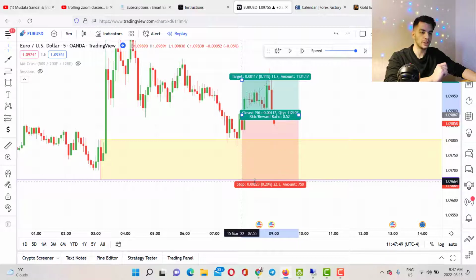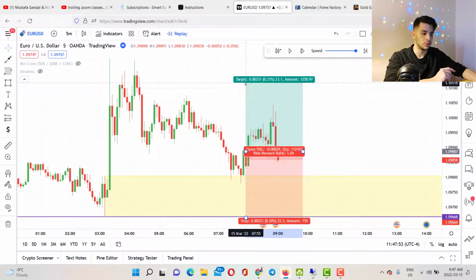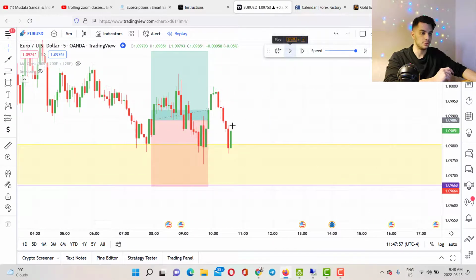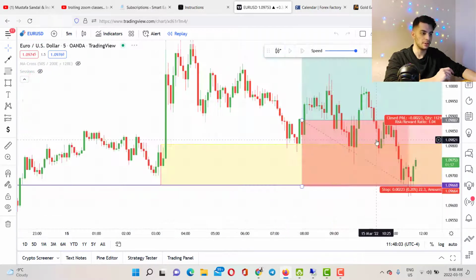So if you wanted to put it here, obviously this is not a good risk-reward ratio trade. You need to kind of put it right here. But let's see if it actually goes and taps into this level. That gives you a high probability order block. Let's see. So as you can see, it wasn't good.